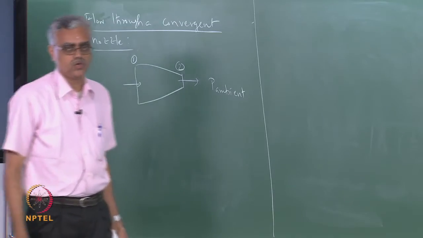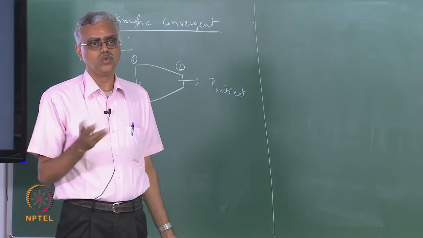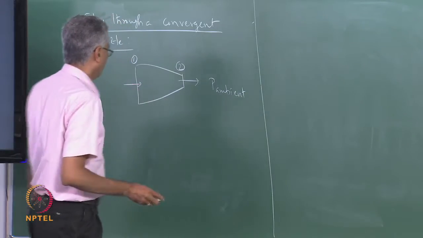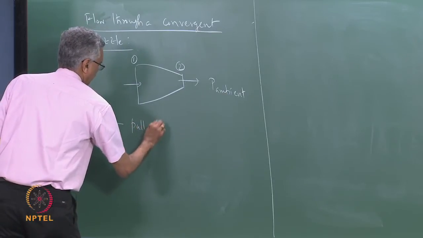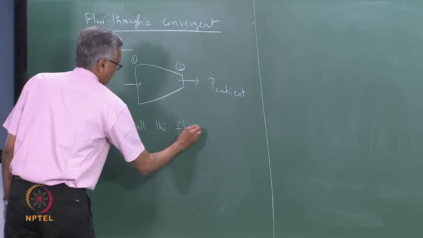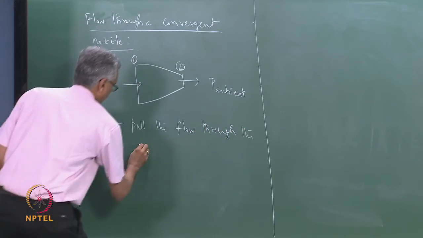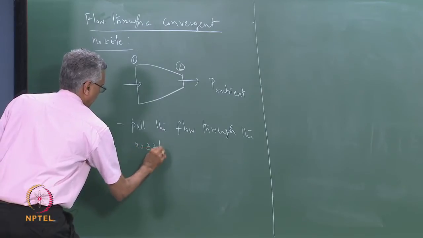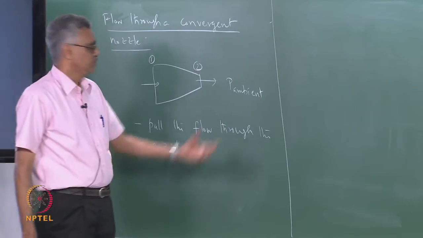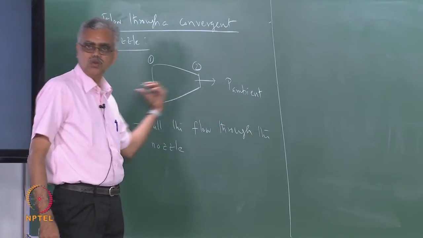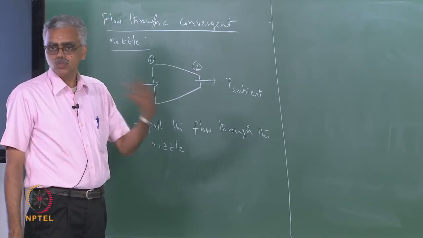When you have a nozzle like this, we can establish a flow through the nozzle in two different ways. One way is to pull the flow through the nozzle. So, how do we pull the flow through the nozzle? We keep changing the ambient pressure to pull the flow through the nozzle. The other way is to push the flow through the nozzle.